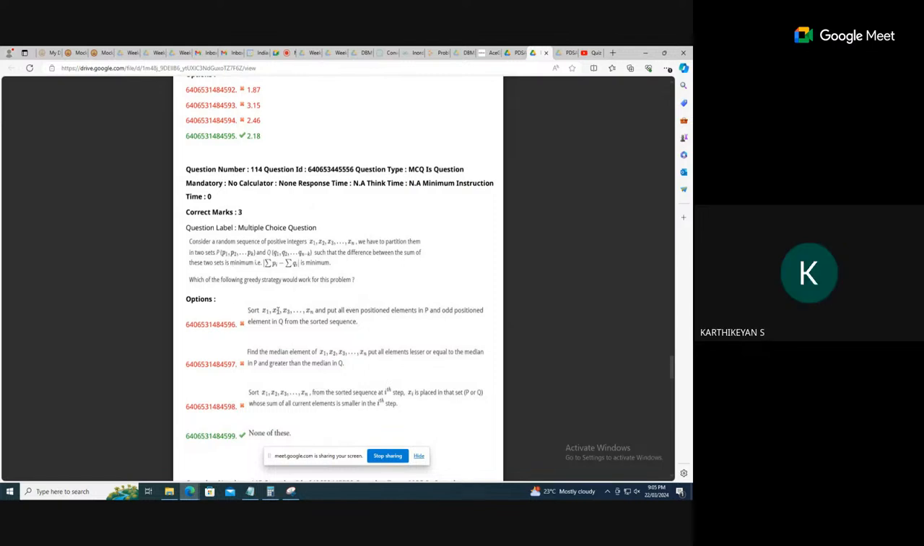Okay, a random sequence of positive integers. We have to partition them into two sets, two halves, P and Q, left and right, such that the difference between the sums of the sets, the sum of set P and the sum of set Q, is the minimum. Which of the following greedy strategies would work? Greedy strategy: minimum of the first set and minimum of the second set.